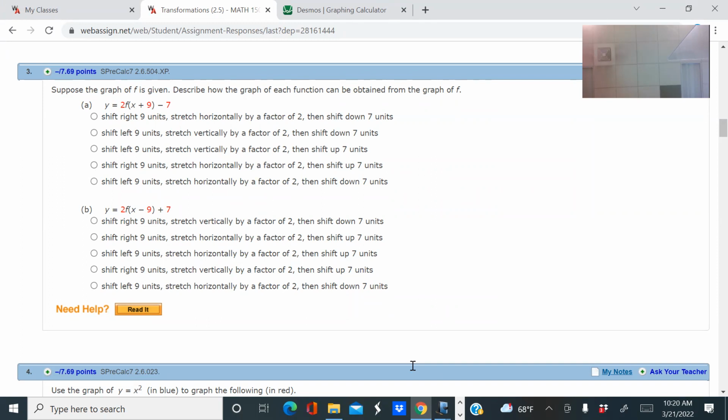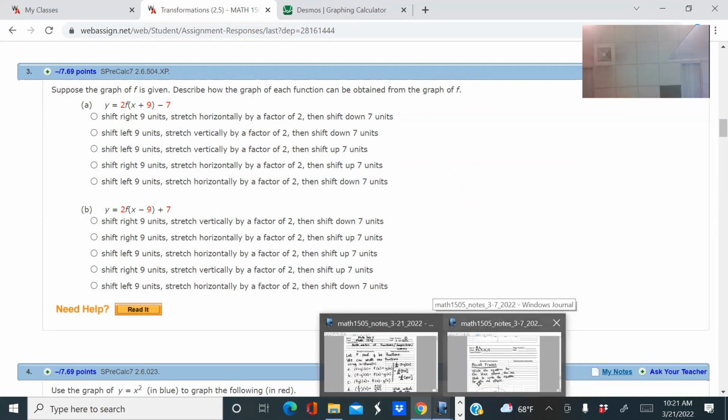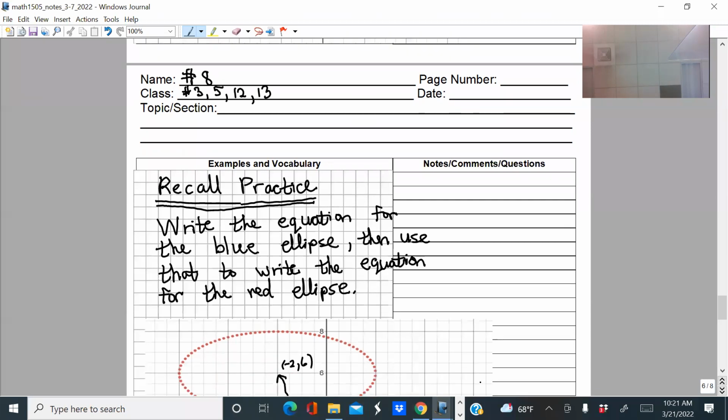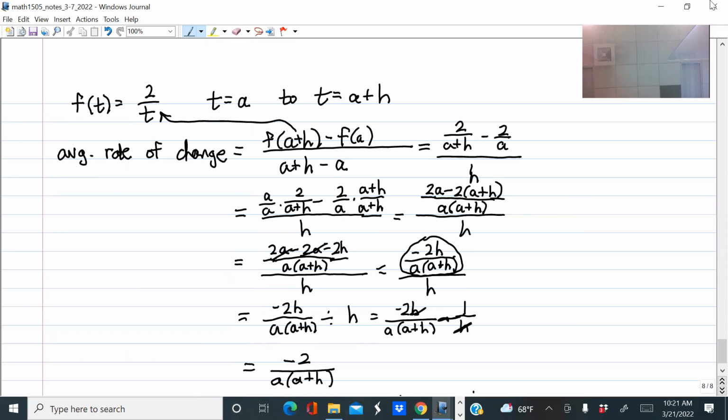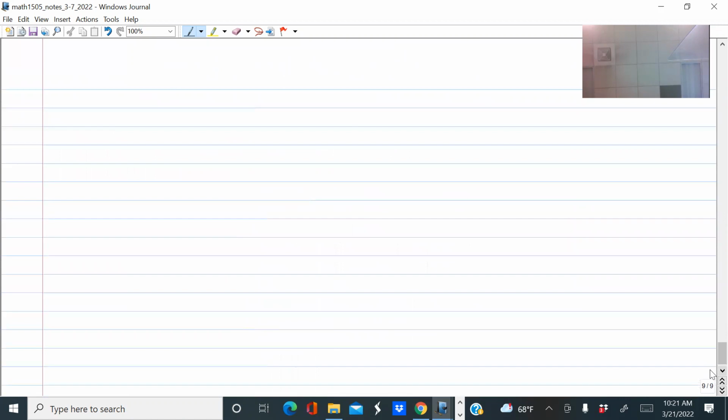Let's write down that formula. So 2 times f of x plus 9 minus 7. Your homework problem there is going to be slightly different for this particular problem, but similar. The transformation homework is not due until, I think I have it listed as Thursday. So you'll still have time to ask questions about this one on Wednesday.